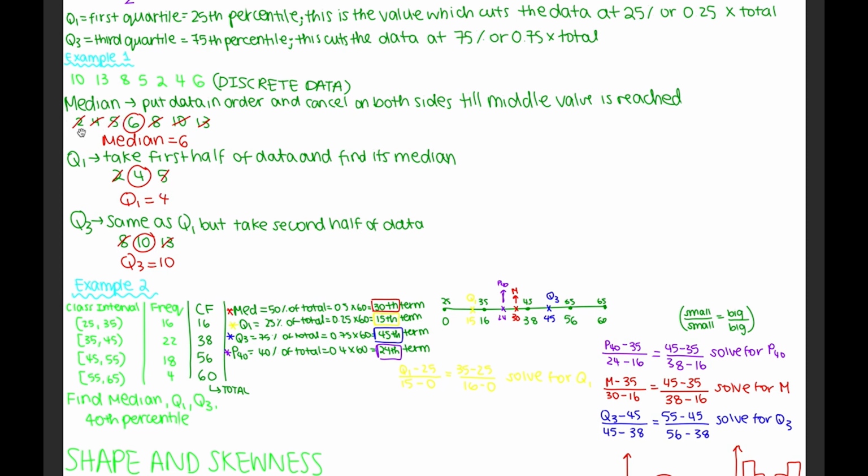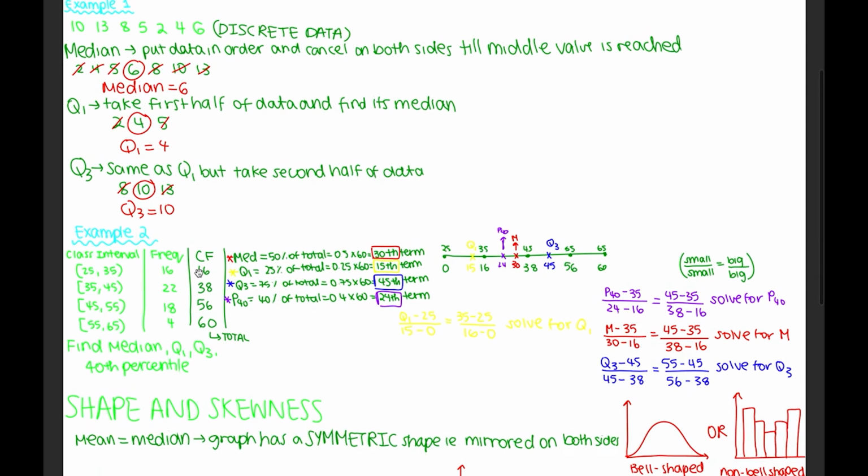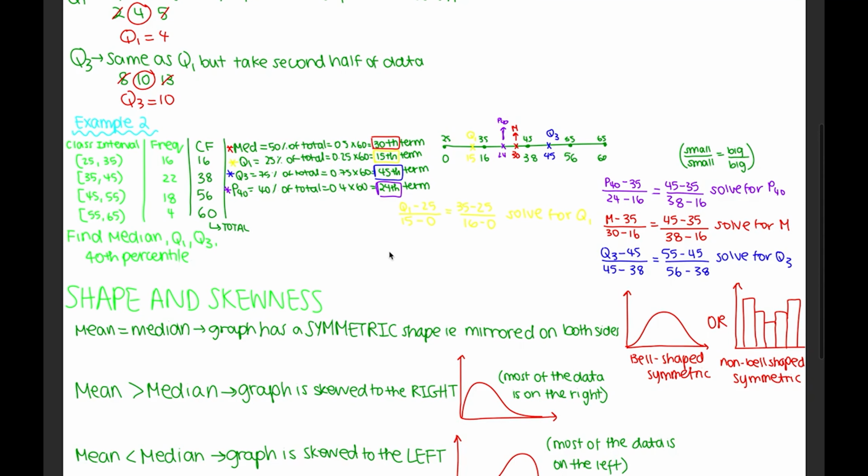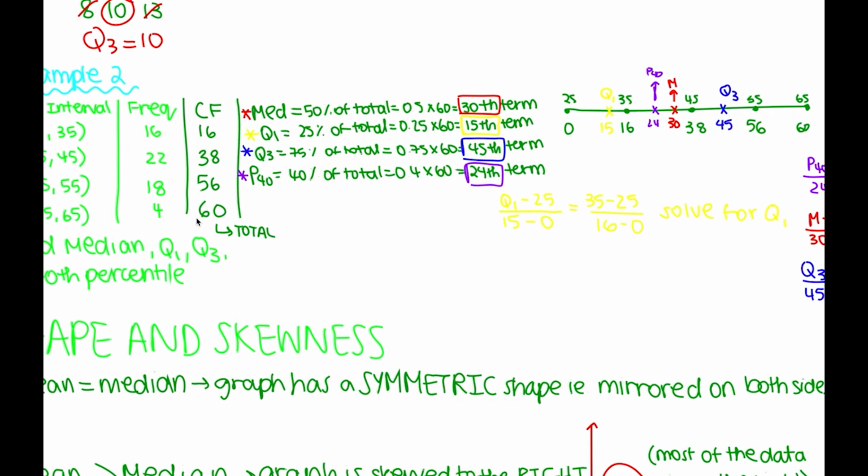For Q1, you take the first half of the data before the median and find the median of that. So you have 2, 4, 5, find the median of that, it would be 4. So Q1 is 4. Same thing for Q3, you take 8, 10, 13, and you find the median of that, which would be 10.